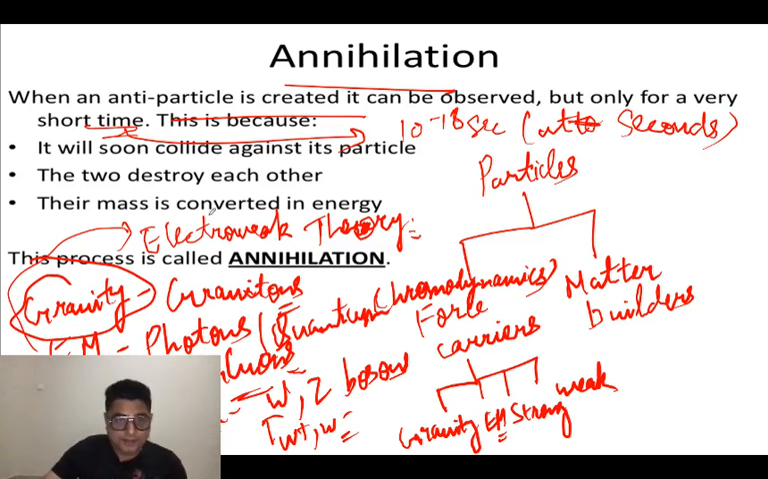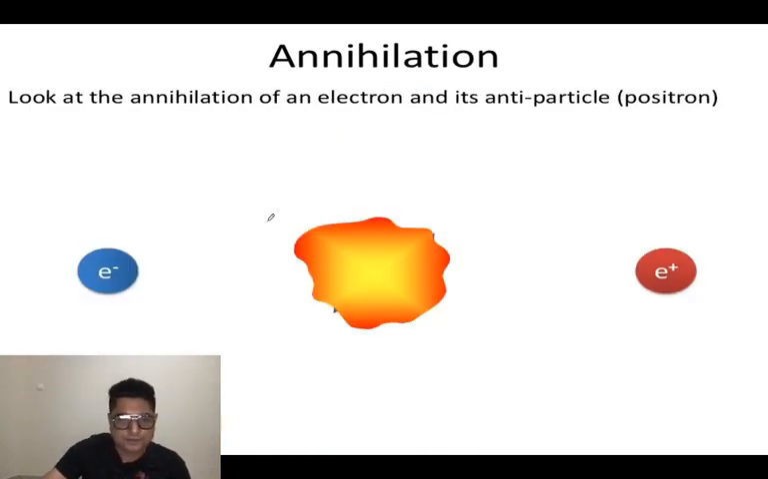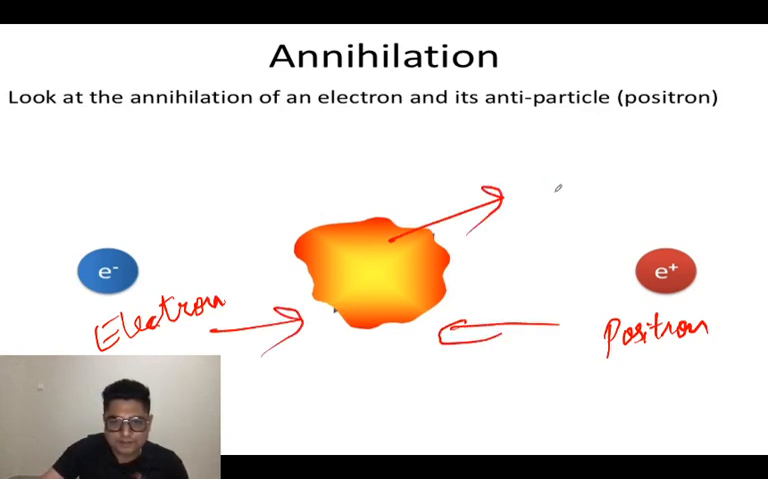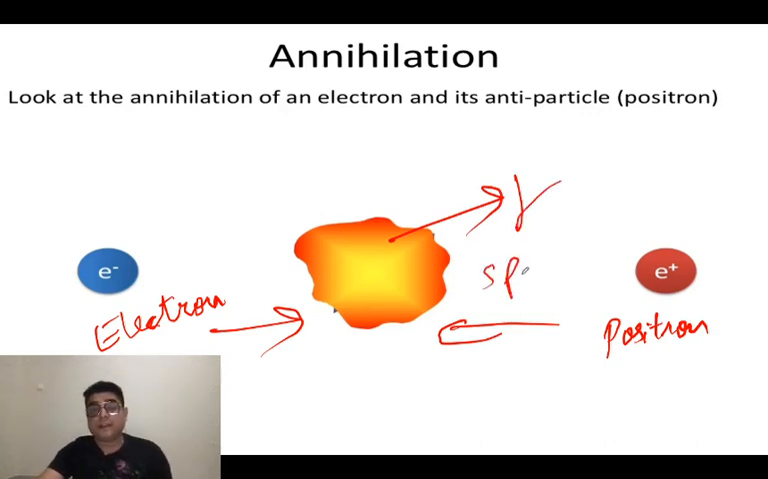It will soon collide against its antiparticle, and they will destroy each other, and they have to follow the conservation of energy and mass accordingly. That's why it's being mentioned. You can see over here we have an electron and a positron on the other side. We make them interact, and they generate gamma photons in the form of a spark. Just imagine: they interact, and kaboom, they get completely annihilated.